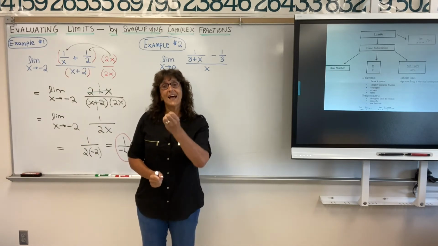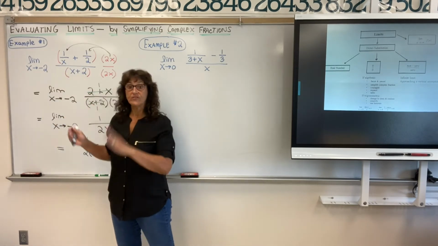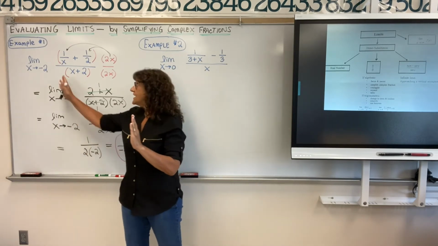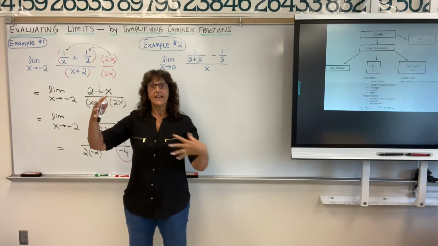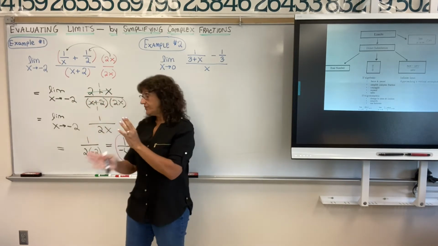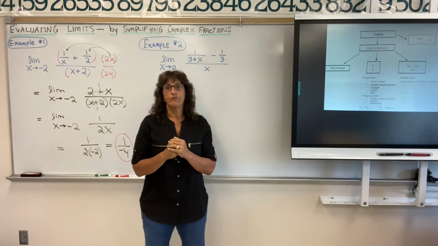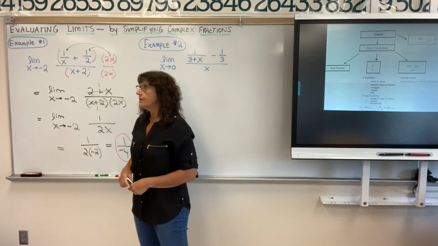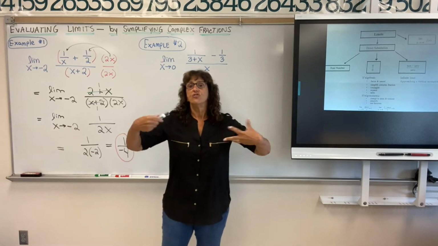This function is not defined at x equals -2. It's not defined at that point. However, as the x's approach -2 on your graph from the left and from the right, where are the y's going? The y's are going to -1/4. We're able to compute the limit. We just have to do some algebra. If you have a complex fraction involved, just simplify it.